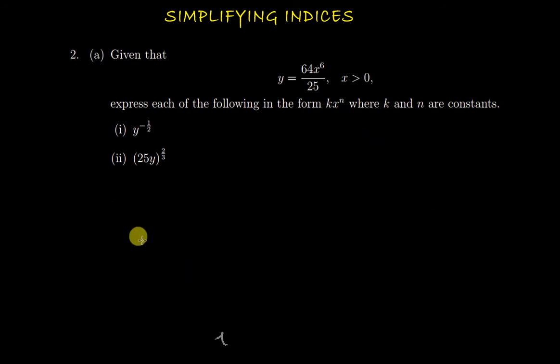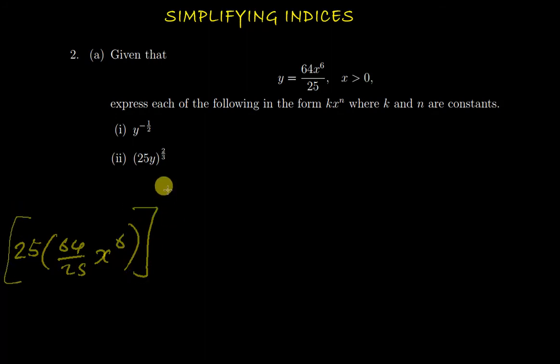On the next question we do the same. Where there is y, we're going to replace with that part. So we have 25 multiplied by y, which is simply 64 over 25, then x raised to the power 6. Then everything has been raised to the power 2 over 3.